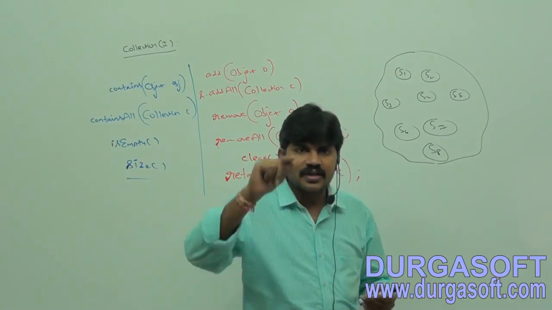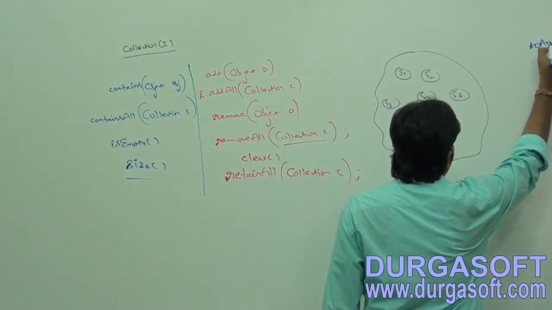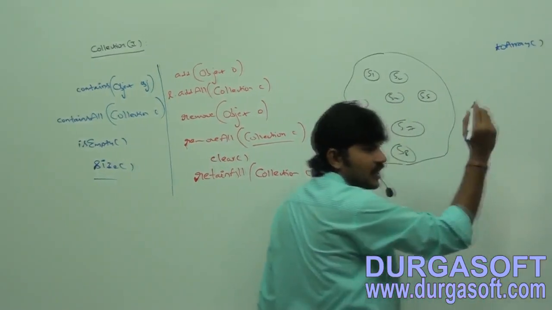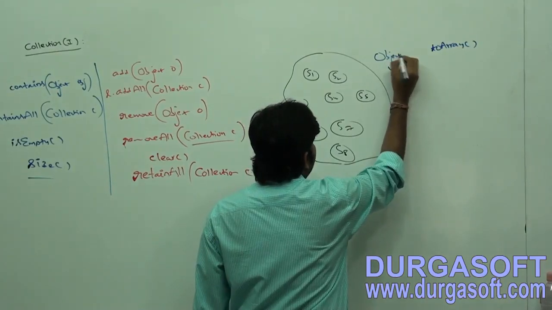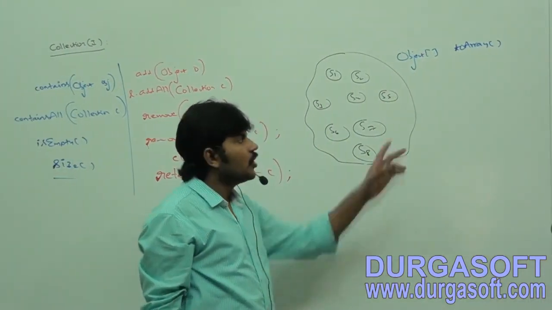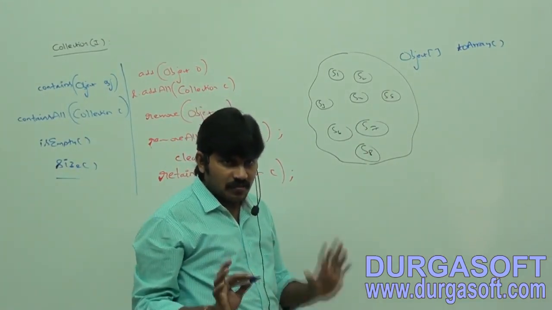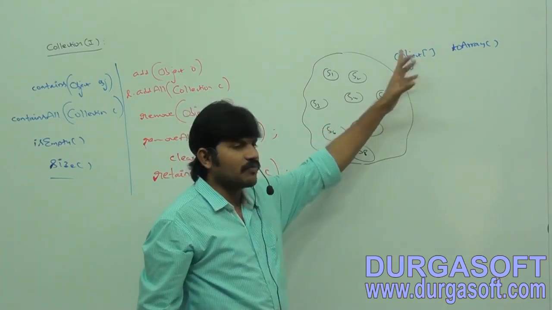What is the method we have to use? On this collection object, you can call the toArray method. The return type of this method is Object array. So that is toArray, to convert to an array.